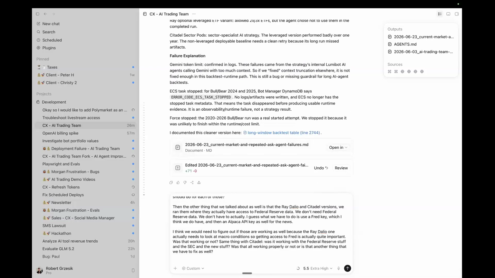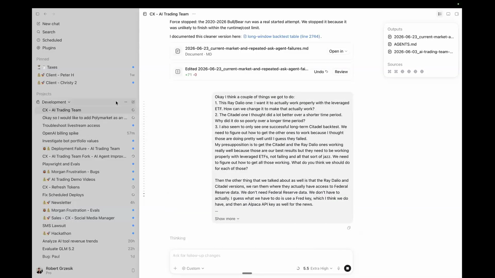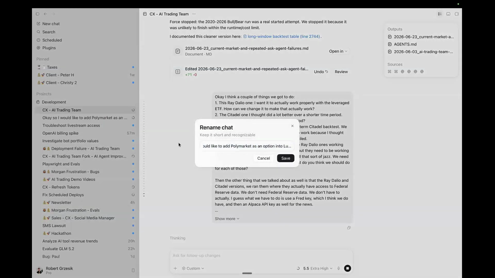Okay, so I'll get Codex to start looking into this, and then we have Polymarket going. Polymarket.